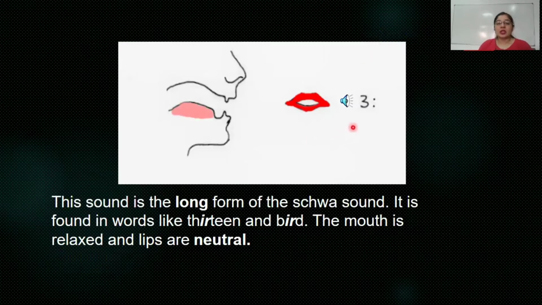Now the sound "er". This sound is the long form of the schwa sound. It is found in words like thirteen, bird. The mouth is relaxed and the lips are neutral. Again, the tongue is neutral. The central part of the tongue is moving here.